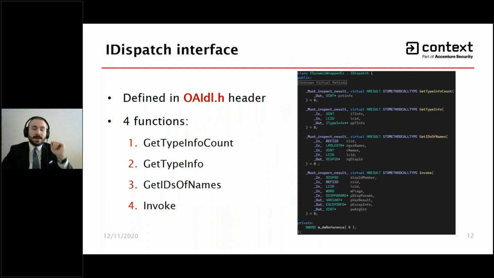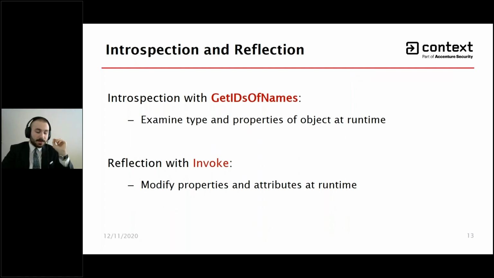So let's have a look at IDispatch now. The IDispatch interface is deriving from IUnknown, and the virtual methods have been hidden here. But there are 4 functions. The first 2, GetTypeInfoCount and GetTypeInfo, I'm not going to cover here because they're used to check whether the component provides type information and to get the type information, which is also another interface. Instead, I'm going to focus on the GetIDsOfNames and Invoke functions. And they are pretty interesting for 2 reasons, because they will allow introspection and reflection.